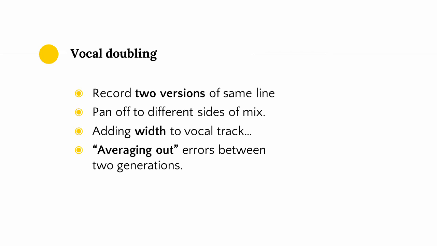This is a common technique used in actual popular music, but it usually sounds much better in pop music than when I do it. Essentially, you record and generate two versions of the same line, and then pan them off to two sides of the mix. One reason that people do this is to add some width to the vocals.